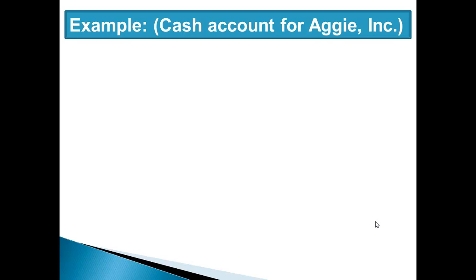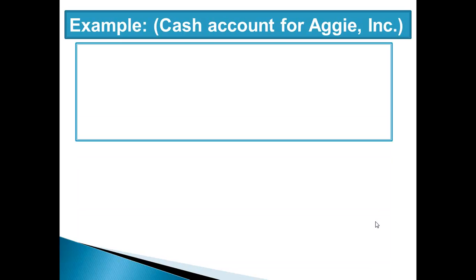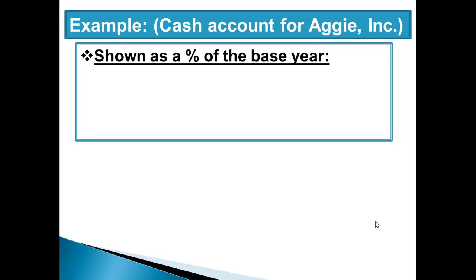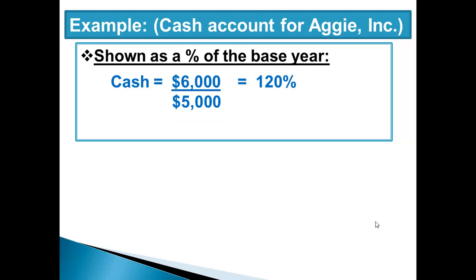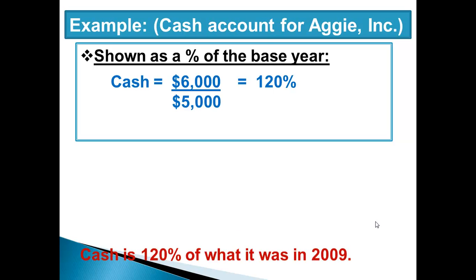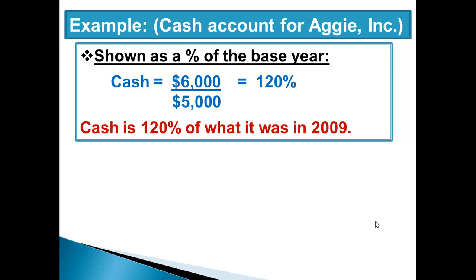So as an example, we are going to turn our focus to Aggie Inc. So look at the financial statements. We're going to look at the cash account, so look at the balance sheet. You could present the balance sheet as a percentage of the base year. There are 2 years shown, 2009 and 2010. So the base year is 2009. That's the earliest year shown. So we will take the cash of $6,000 and divide by the cash in the base year of $5,000. So we could say cash is 120% of what it was last year in 2009.